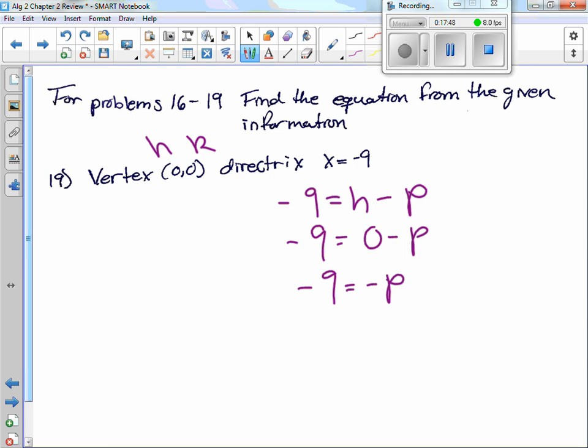So we're going to divide both sides by negative 1. We can multiply both sides by negative 1, it really doesn't matter. It's just going to say that p is equal to 9.